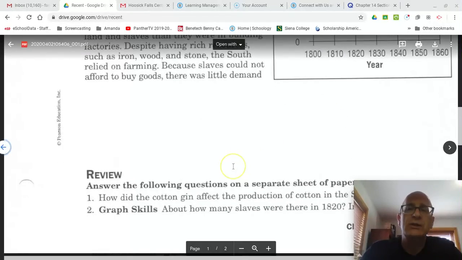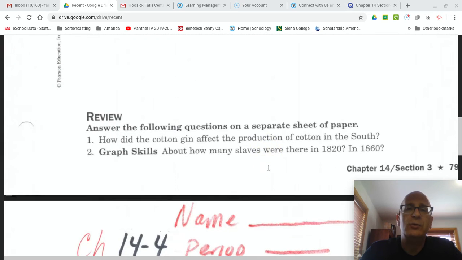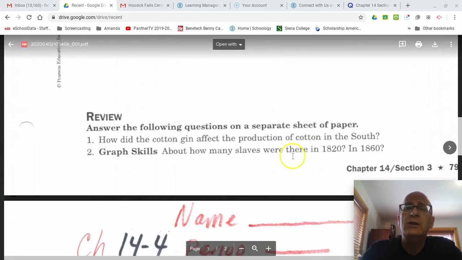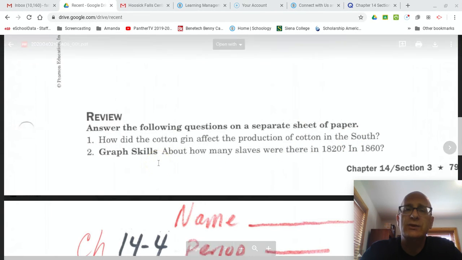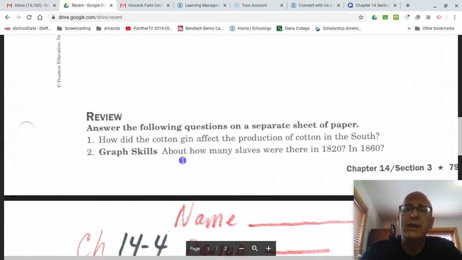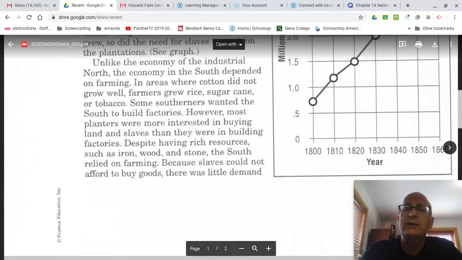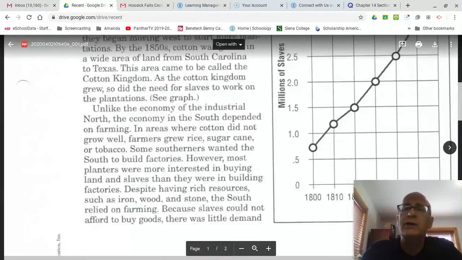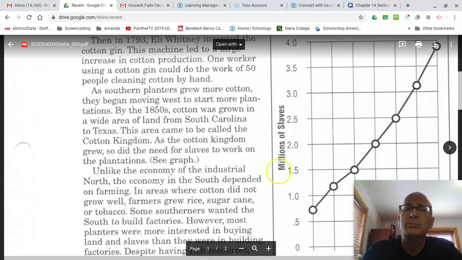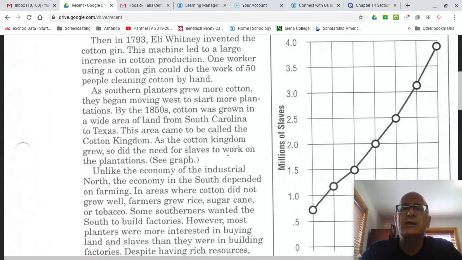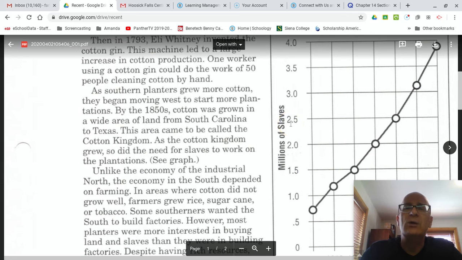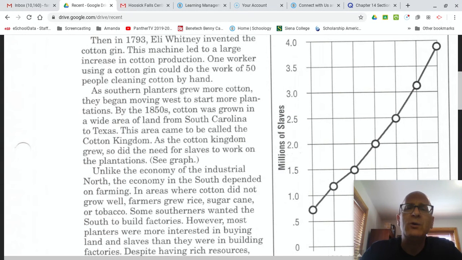The first question you can answer by using the reading: how did the cotton gin affect the production of cotton in the South? And the second question you can answer using the graph: how many slaves were there in 1820 and how many slaves were there in 1860? Please answer both of these questions using a Google Doc. Please number your responses. And also be sure to watch this tutorial video along with the other videos that I've posted on your Schoology account for 14.3.